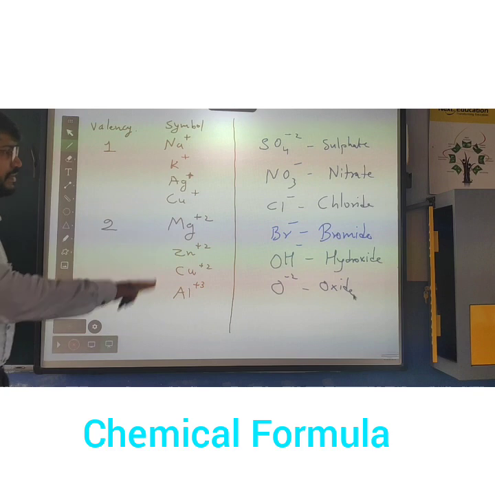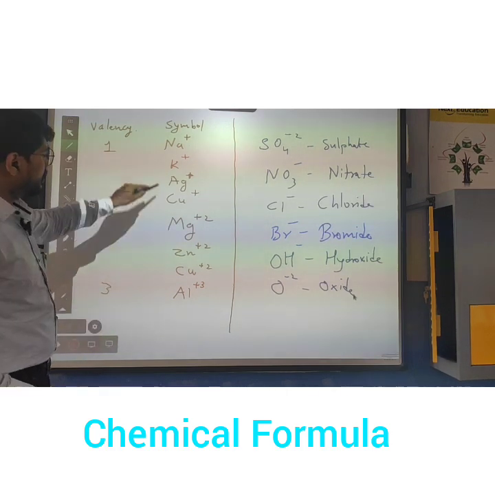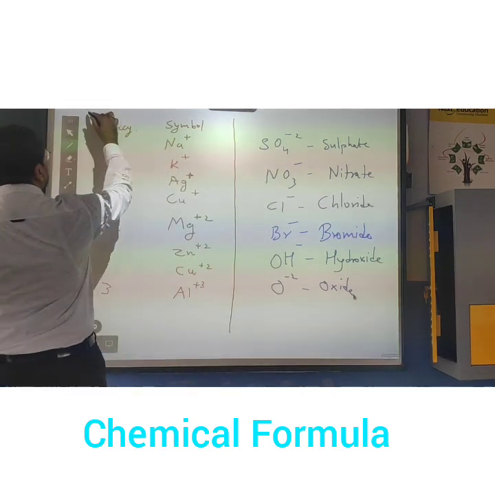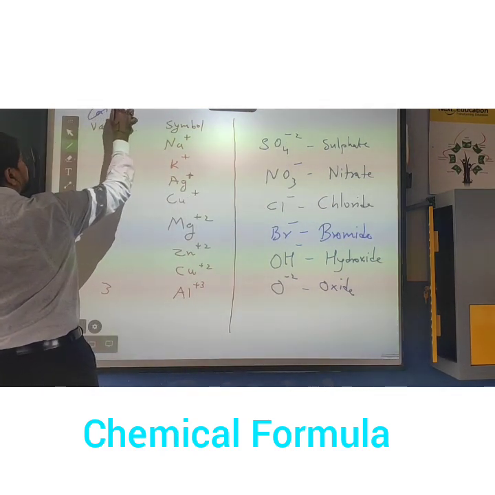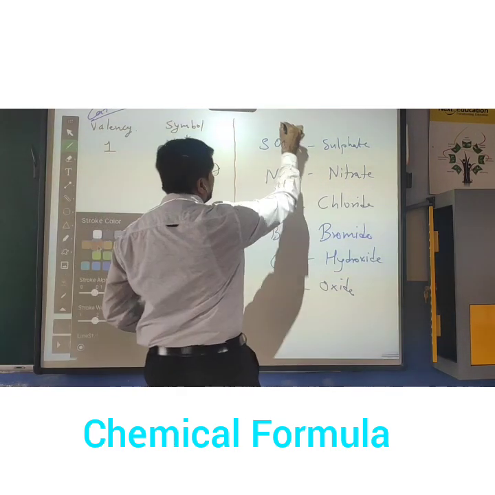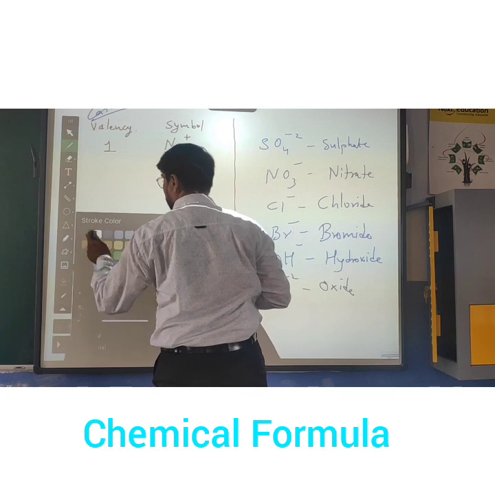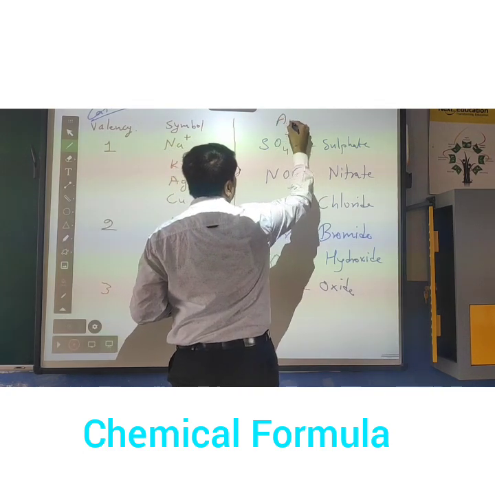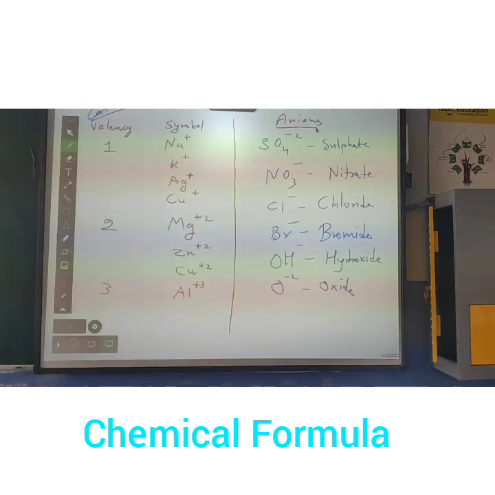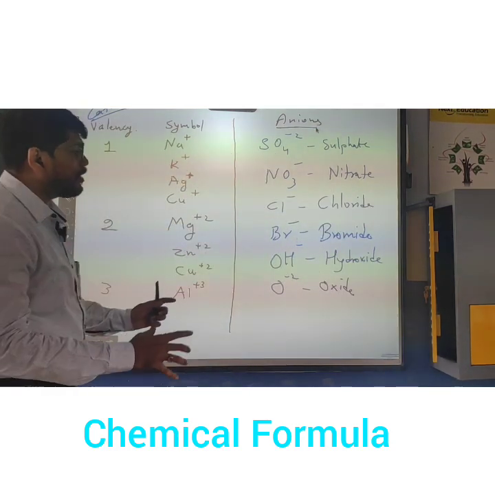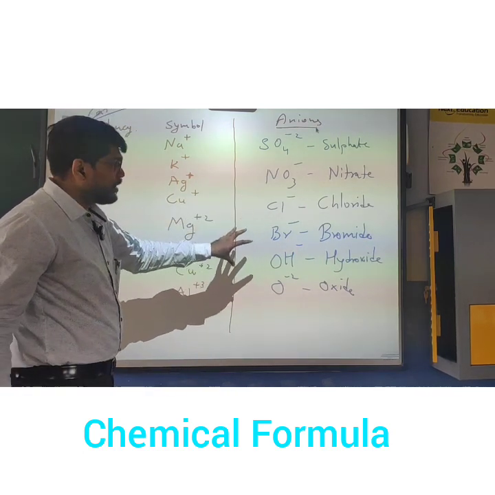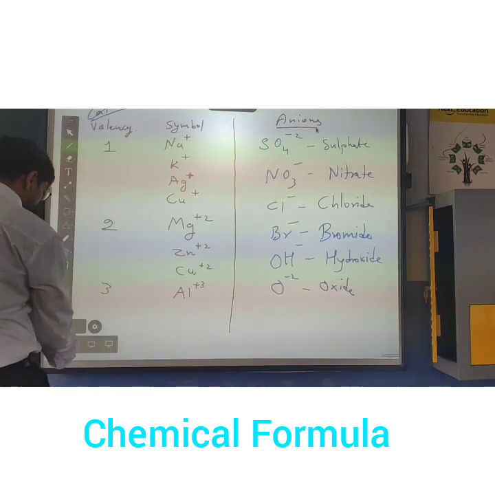So basically, I have given some examples of symbols of cations and symbols of anions. These all are cations and these all are anions. Now, by merging these two, what can we do? We can form a compound. And how can we write down a chemical equation? Let us understand it this way.